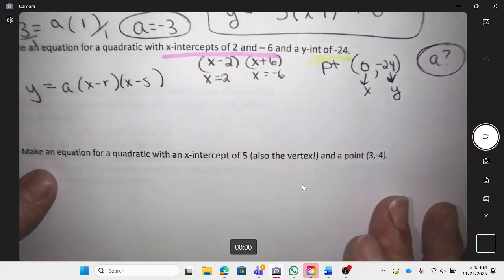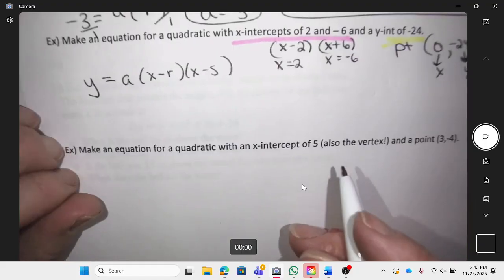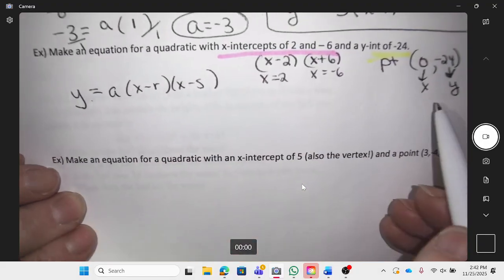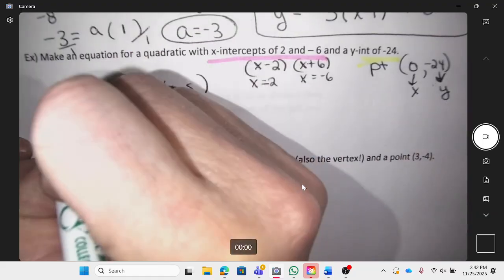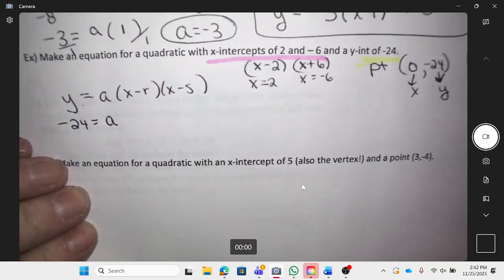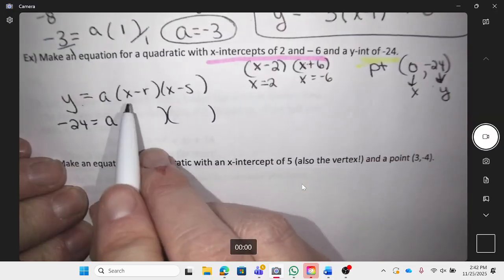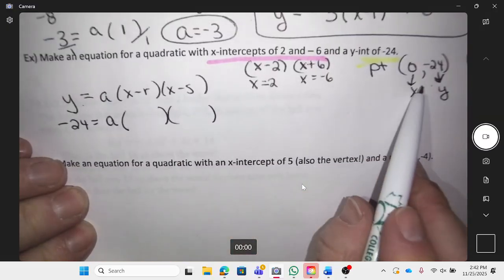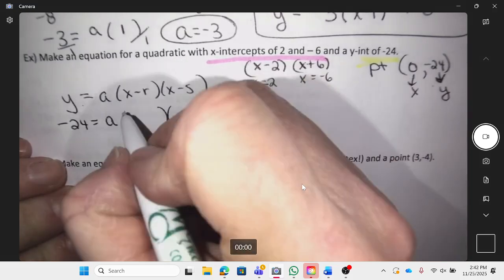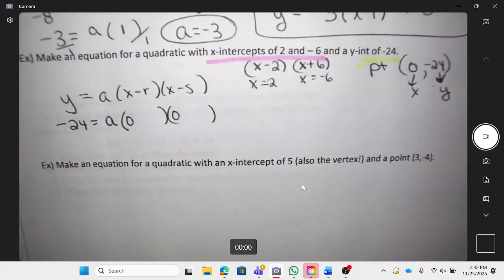Okay, I'm going to go to the formula, and I'm going to replace. So here's what we're doing. Y. What did we tell ourselves to put there? -24. A. For x, I told myself to put an x as a 0. So 0 and 0. That's what I told myself to go with the x.